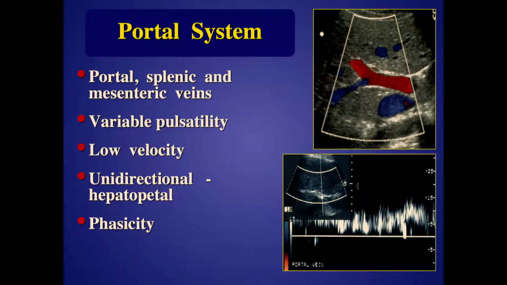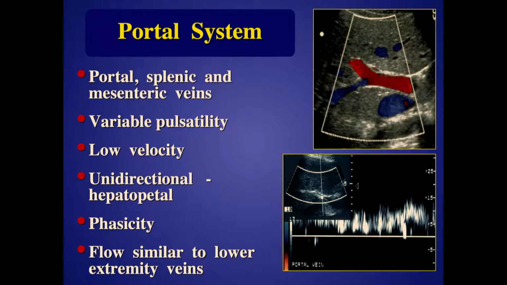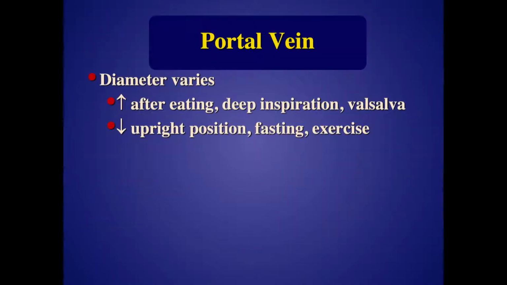If it's flat in the lower extremity veins, we know that there's some proximal obstruction. And when we evaluate for portal hypertension, if the veins are flat, that means there's obstruction to the portal system. It's the same concept. So the flow, as I said, is similar to the lower extremity veins. So we recognize that the size of the portal vein changes after eating, deep inspiration, and Valsalva. It also changes in position and in the fasting state and following exercise. It increases after eating, decreases with fasting.